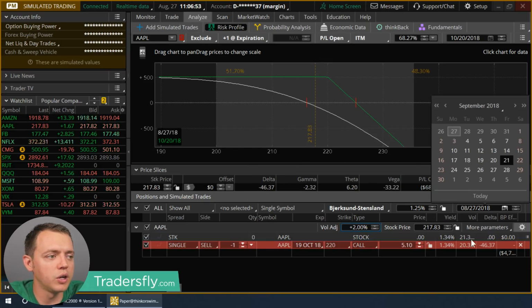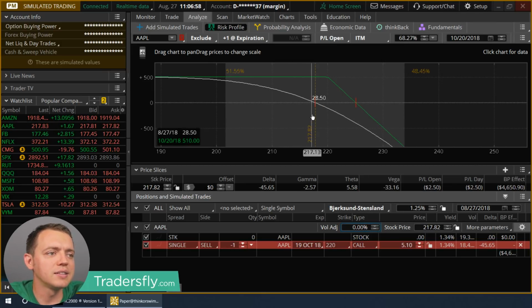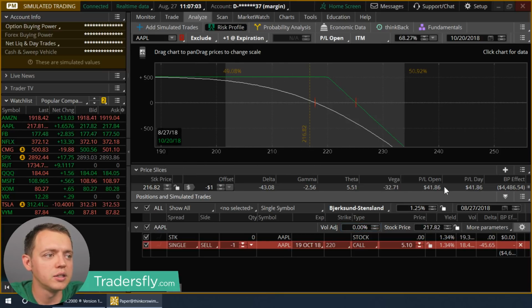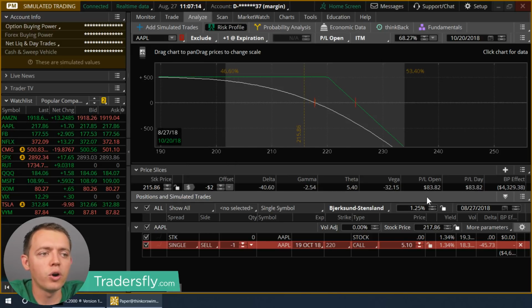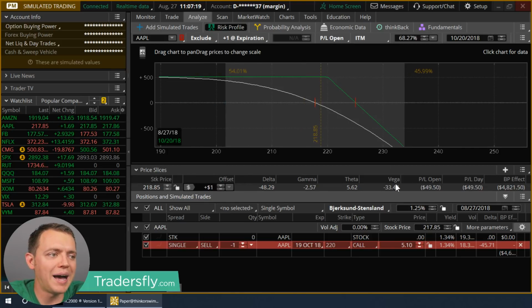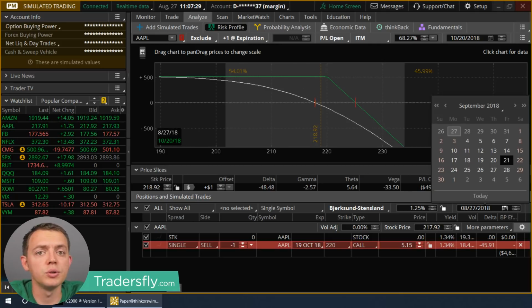So if we reset this, we go back to zeros. Since we're negative delta, if we go down $1, we are up about $41 because our delta is about 43, considering the bid-ask spread. If we go down $2, now we're up about $84, okay? So that's how that really works. And if you go the other direction, positive 1 on the price, because of the delta, now you're down about $48, $50.